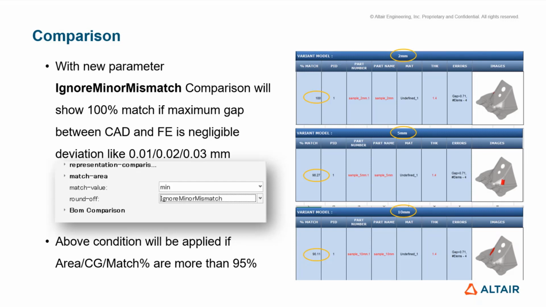The next one is comparison. In the comparison, the widely used function is CAD to FE comparison. In the CAD to FE comparison, if the mesh size on the FE side is very coarse, we need to use higher tolerance. If you use lower tolerance, then the match percentage will go down and you will never be able to get 100% match, even though the mesh fits the joint.